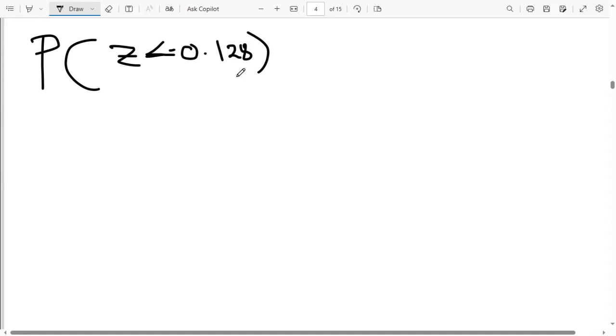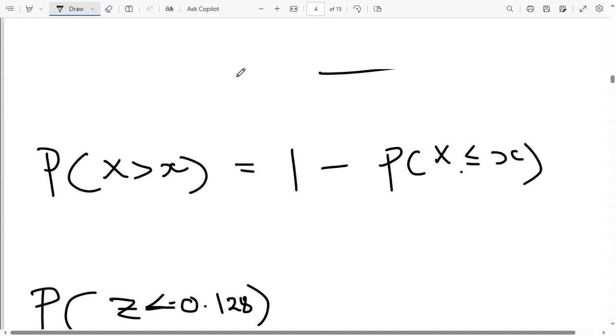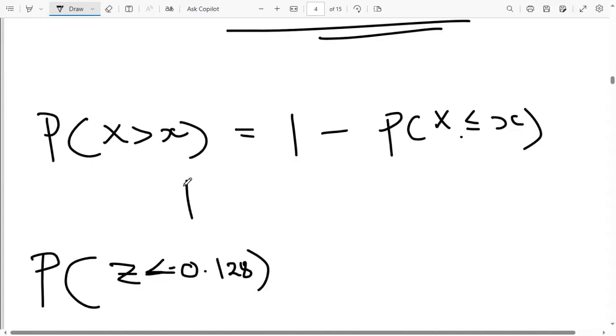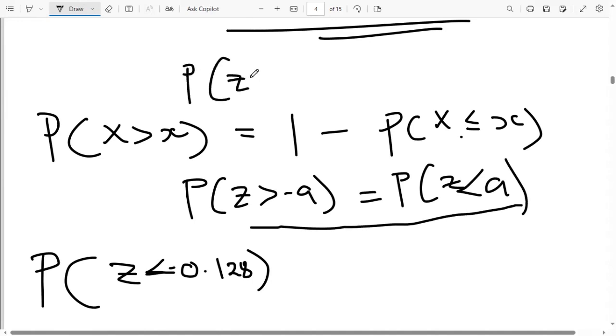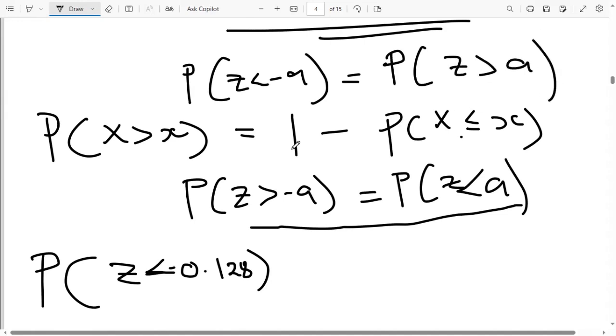How do you change that? We change it by what we call as symmetry. Okay, so the symmetry rule states that the probability of z being greater than a negative number like this is the same as the probability of this z being less than the same number, okay, but now it should be positive. So this is the symmetry that we're going to use. Or if we have the probability of z being less than a negative number like that, this here is the same as the probability of z being greater than the positive number, okay? Because the normal distribution is symmetric.